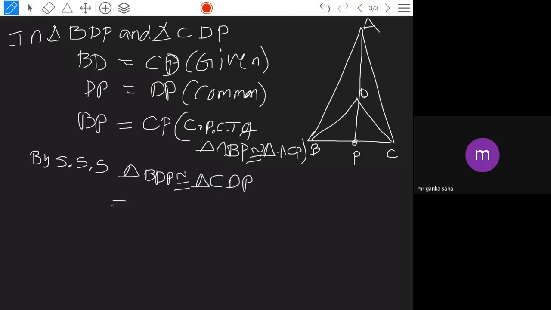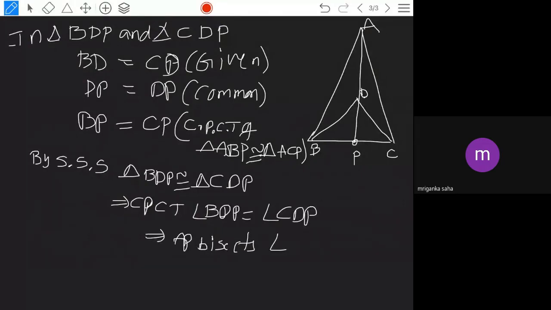So by CPCT, you can say that angle BDP is equal to angle CDP. This implies that AP bisects angle D. We proved that AP bisects angle D. The fourth result is to prove the perpendicular bisector. We proved AP is a bisector with the help of BP is equal to CP, but we also need the perpendicular bisector.